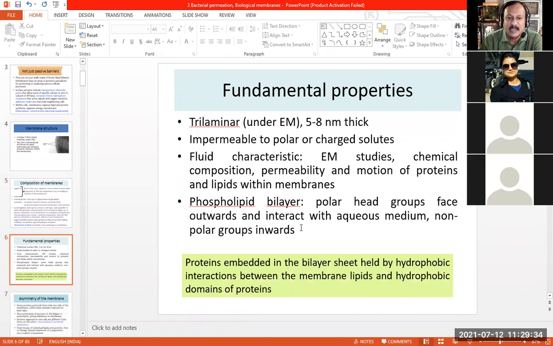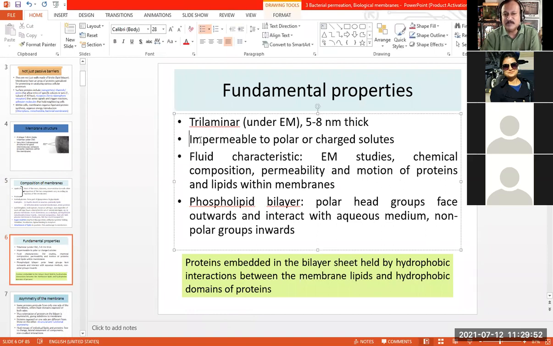Okay, and then I have already told you that the membrane appears trilaminar, or trilamellar. That is, it appears that they have 3 layers, but actually if you look at them chemically, then there are 2 layers of the lipids. Okay, and then this is one of the most important things about the membrane, that is, they are usually impermeable to polar or charged solutes. Okay, and also they are selectively permeable, that is, certain types of molecules or ions will be allowed to pass through the membrane, but some of them will not be allowed.